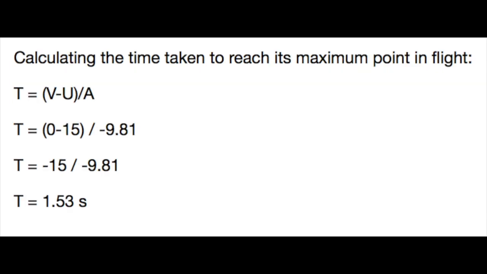To calculate the time taken for the ball to reach its maximum point in flight, we will use the rearranged SUVAT formula t is equal to v minus u divided by a. Inputting the known values, t is equal to 0 minus 15 divided by minus 9.81, and so t equals minus 15 divided by minus 9.81. Calculating this gives t equal to 1.53 seconds.